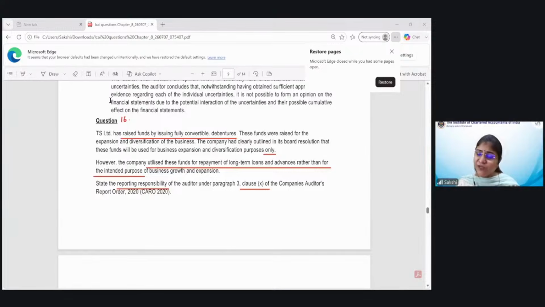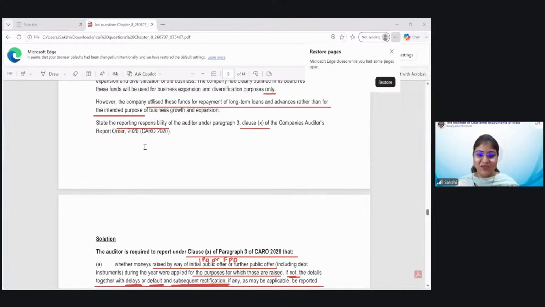Were you all able to recall these things or not? We have done this in detail. Students, were you able to recall? Let's see how the answer goes. Okay.